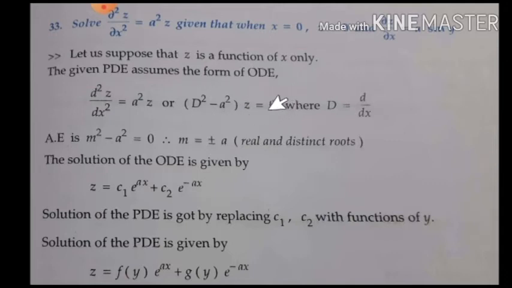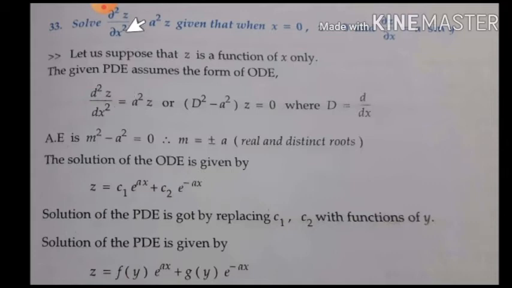Observe that it is homogeneous, correct? The complementary function itself is the final solution of this. So write the auxiliary equation: m equal to plus or minus a. So c1 e to the power of ax plus c2 e to the power of minus ax. This is the solution of this assumed ordinary differential equation.